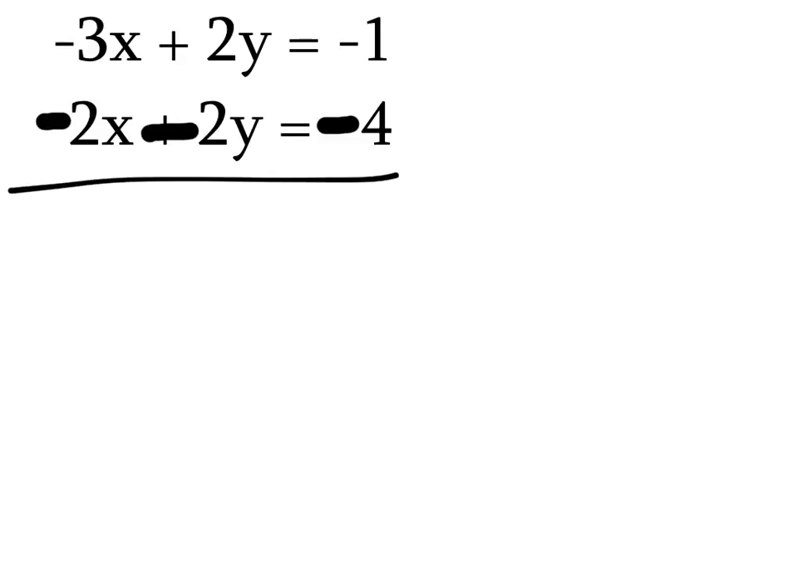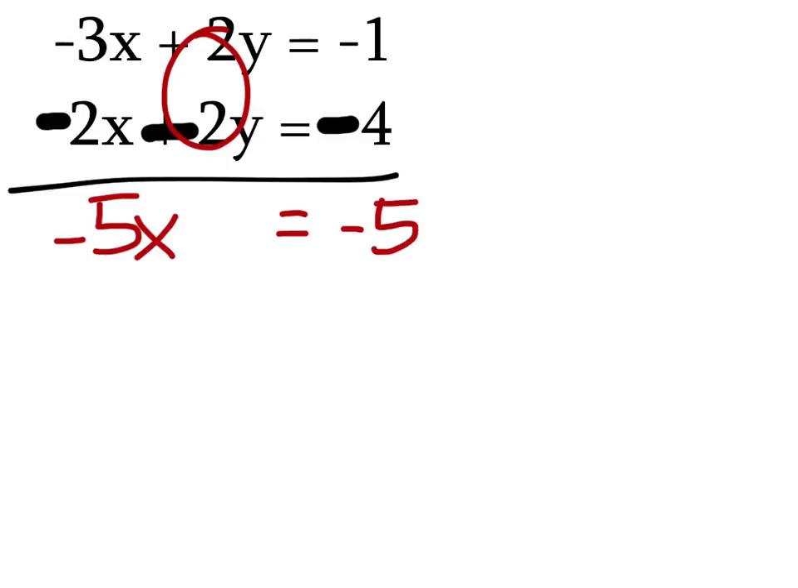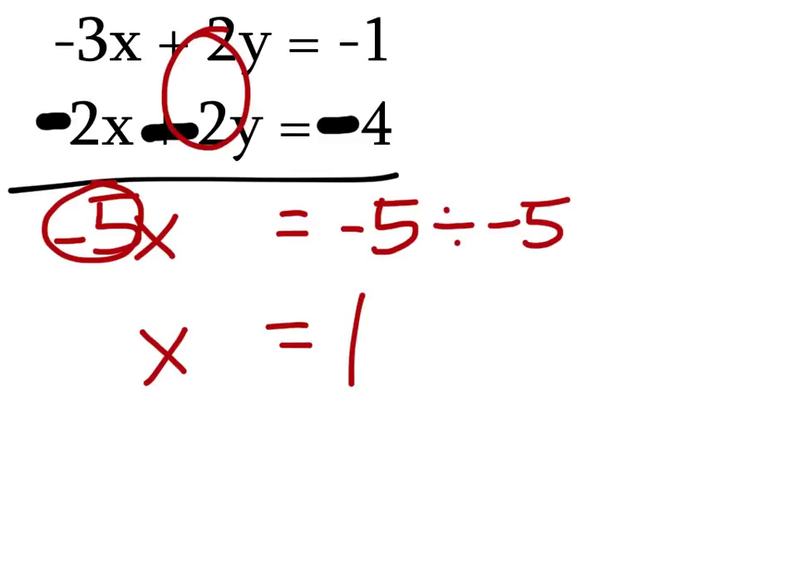So we've got negative 3x minus 2x, which is negative 5x. 2y minus 2y is zero. This equals negative 1 minus 4, which is negative 5. You take the negative 5, the coefficient of x, and divide. What's negative 5 divided by negative 5? Positive. Very good, x is 1.